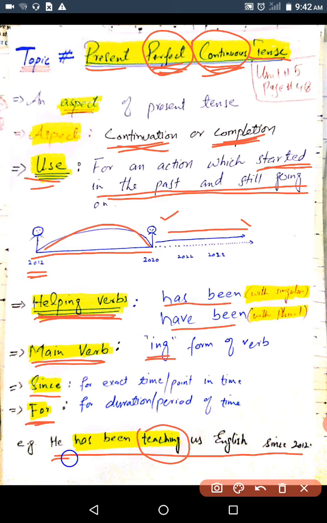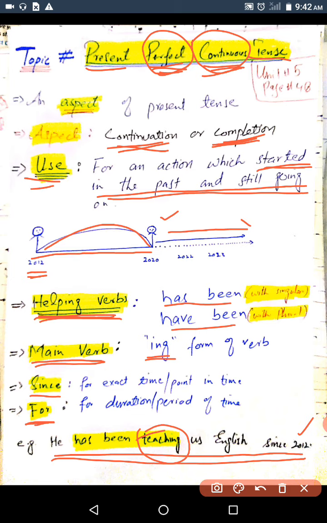Here I have given you this one example. You can find other examples as well. He has been teaching us English since 2012. So the action of teaching started in 2012 and is still in progress. That is why you use present perfect continuous tense. So I hope that this topic is pretty much clear. If you are having confusion, you can ask me on my WhatsApp.